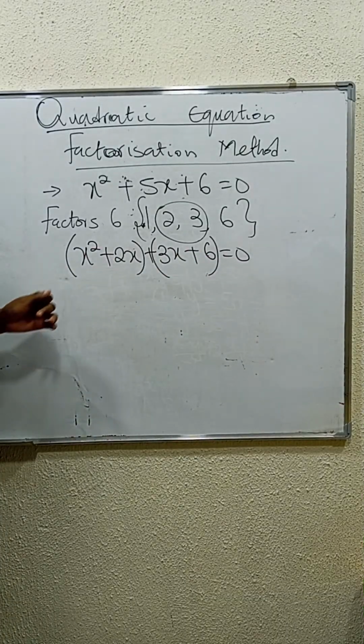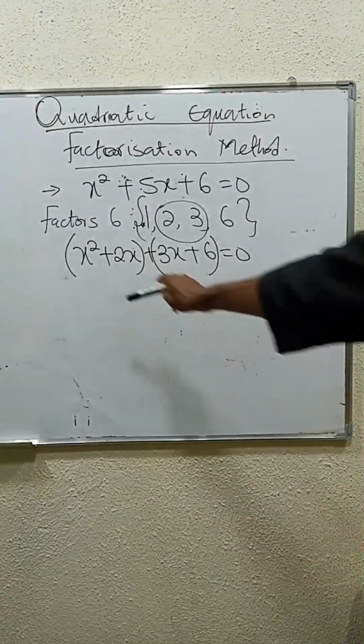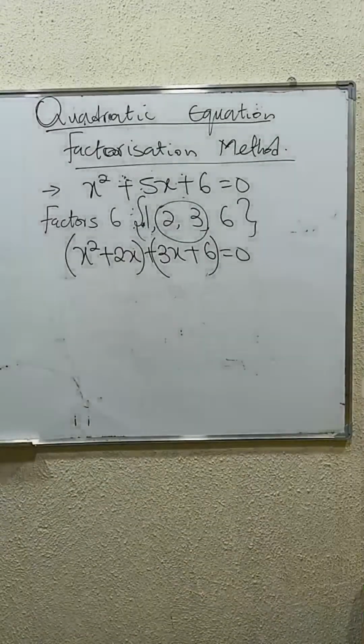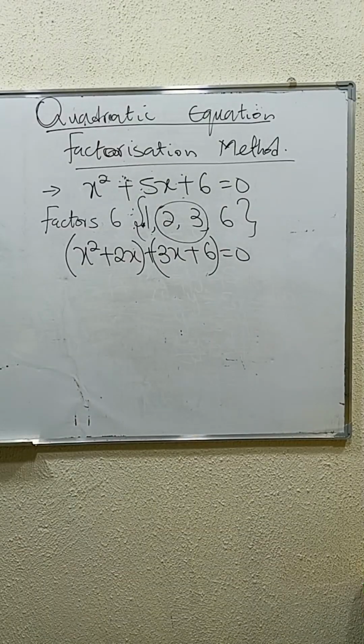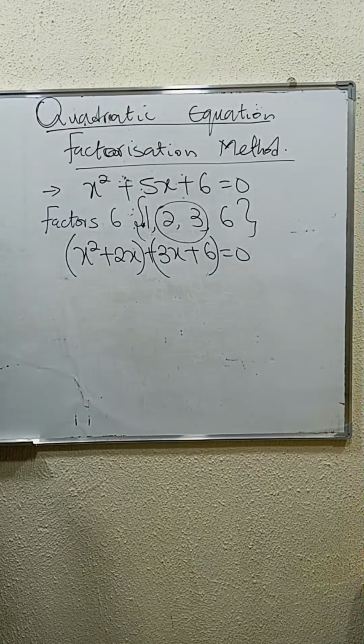The next thing you do is to factor out the common term. Write in the comment, what's common between x squared and 2x? You can see that what's common there is x.